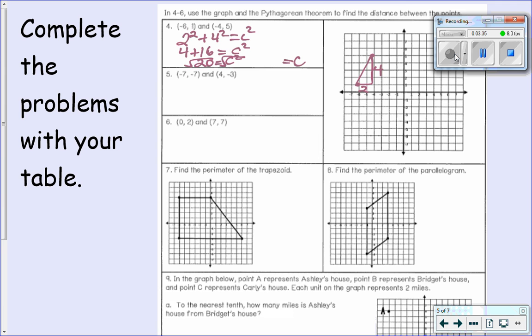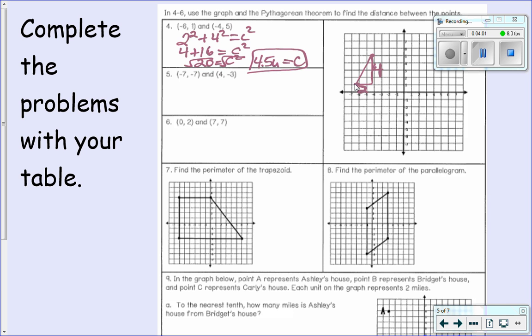Okay, so we plotted our 2 points, negative 6, 1 and negative 4, 5. We drew a right triangle and we labeled the sides 2 and 4 units. The square root of 20 is what to the nearest tenth? 4.5 units. Questions? So this time you know how to plot your points, right?